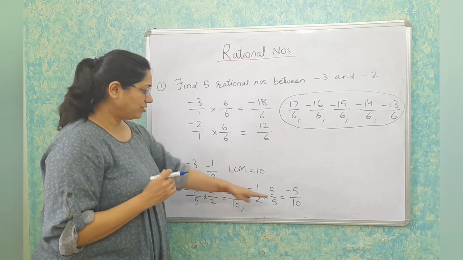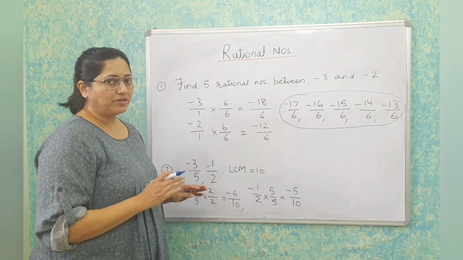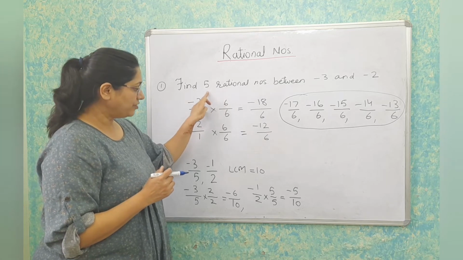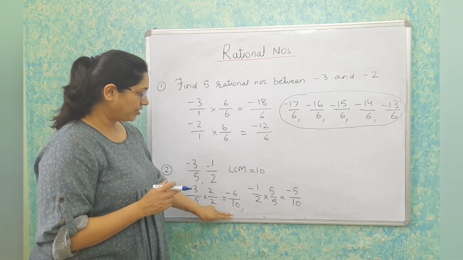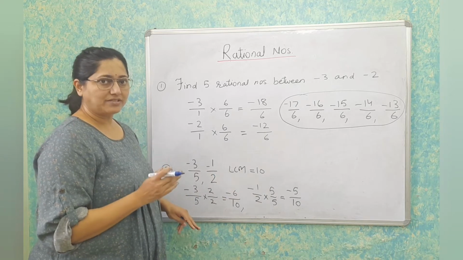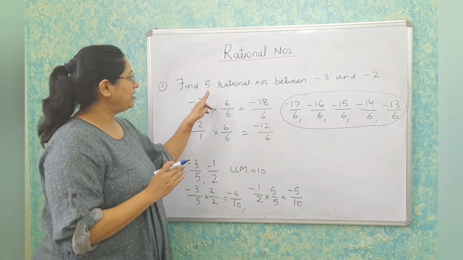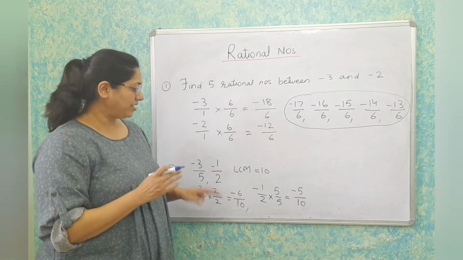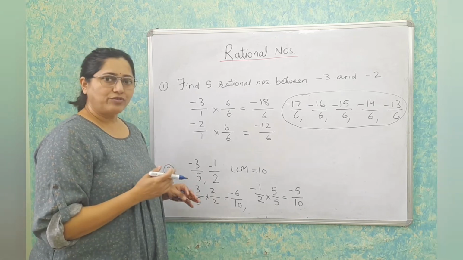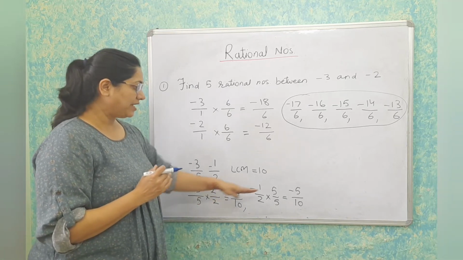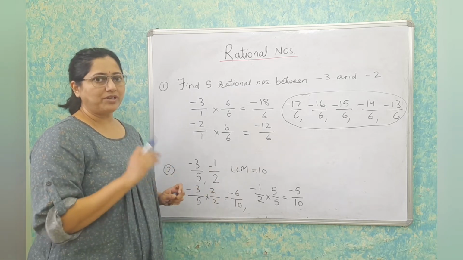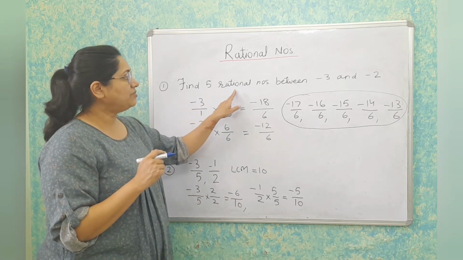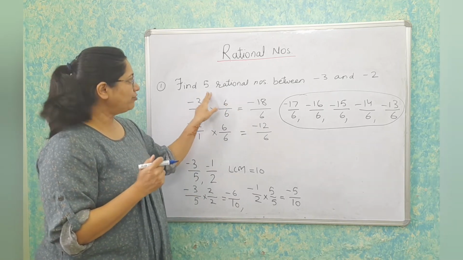But again these two numbers are consecutive numbers and there is no number between them. So first how many rational numbers I have to find? 5. So again I will multiply -6 upon 10 and -5 upon 10 with 6. Why 6? Because I have to find out 5 rational numbers. If I have to find out 6 rational numbers, then I will multiply these two numbers with 7. If I have to find out 8 rational numbers, then I will multiply these two numbers with 9. So always remember that you have to multiply both the numbers with one more number than whatever is being asked. But we have to find out 5 rational numbers.